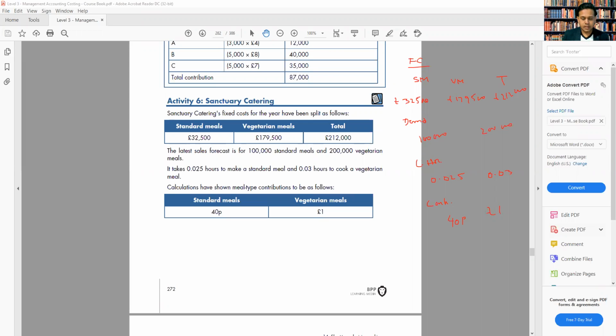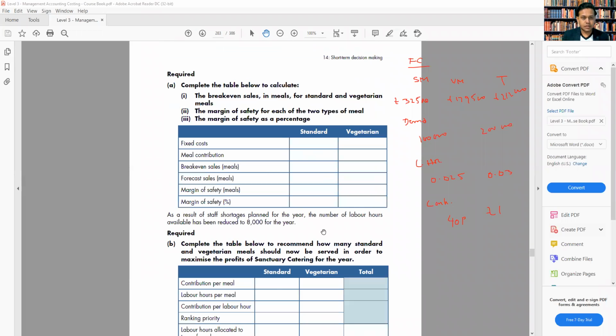All right, so now we can move on to the question and try to solve it here. The question already gave us the fixed cost, so we don't have to worry about that. So the fixed cost for the standard is 32,500. For the vegetarian we have 179,500. Then the contribution per meal, so 40 pence for standard, and £1 for vegetarian.